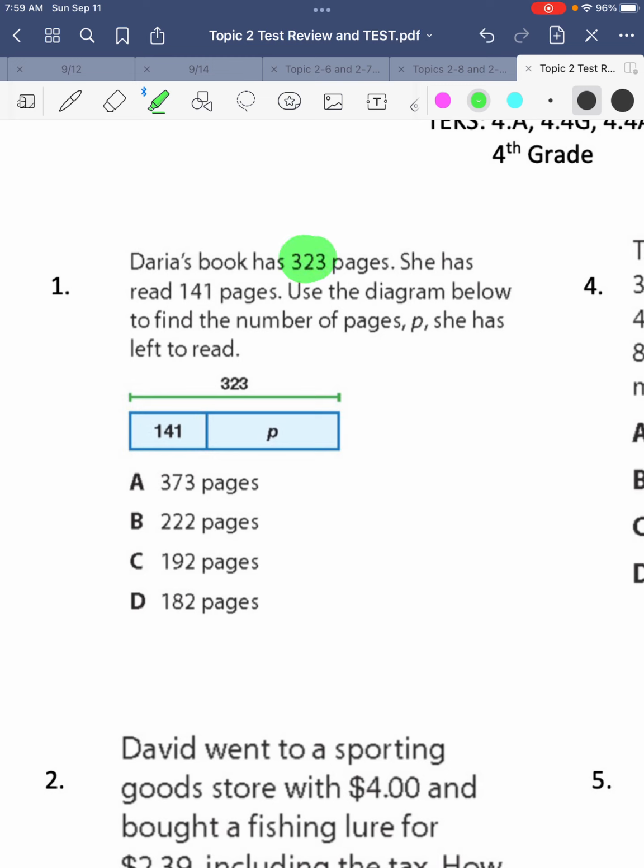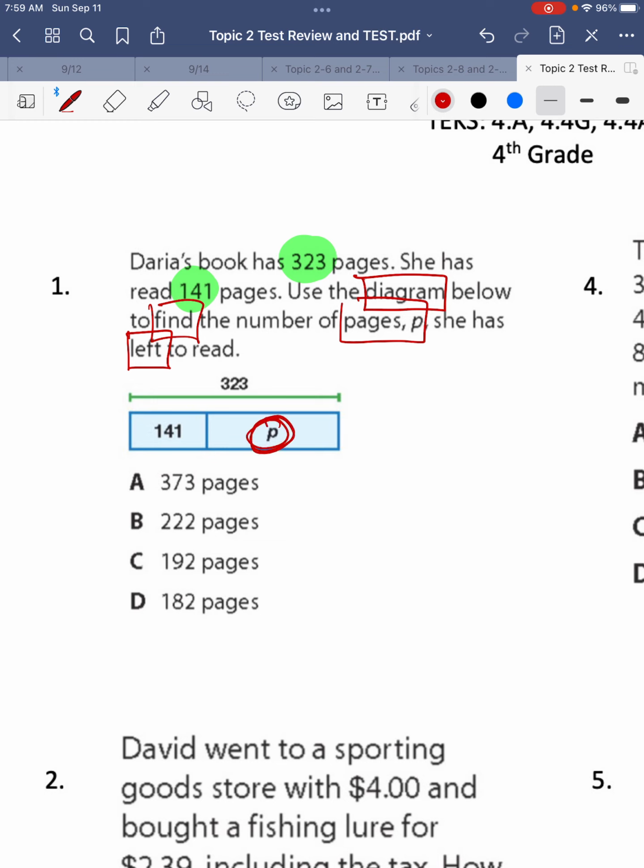So we have 323, 141. Next thing we do is underline our question. So over here, it doesn't have a question. It just says, use the diagram below to find the number of pages P she has left to read. Okay, and then we're going to box in our keywords. So we're going to use this diagram to find pages P she has left to read, okay? So our keyword, we're looking for this P right here.